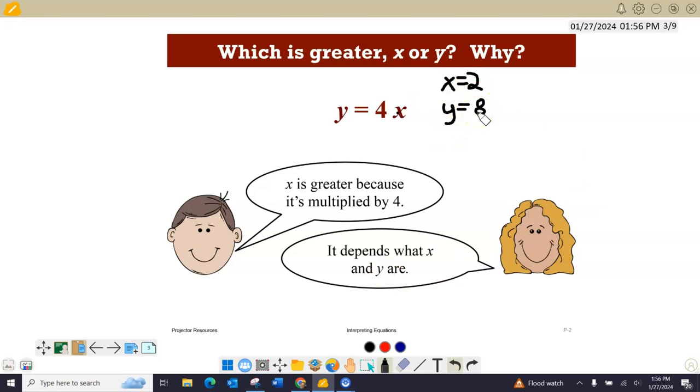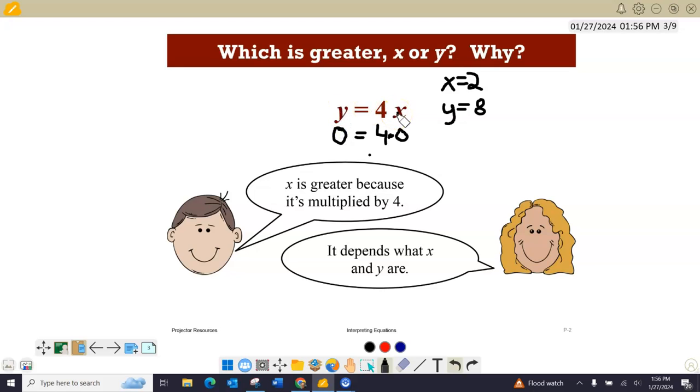Can you think of some number to put in here for x that y and x would be the same number? What about the number 0? If x was 0, this would be 4 times 0. y, of course, is going to be 0. So in this case, they're the same number. Y and x are equal to each other.